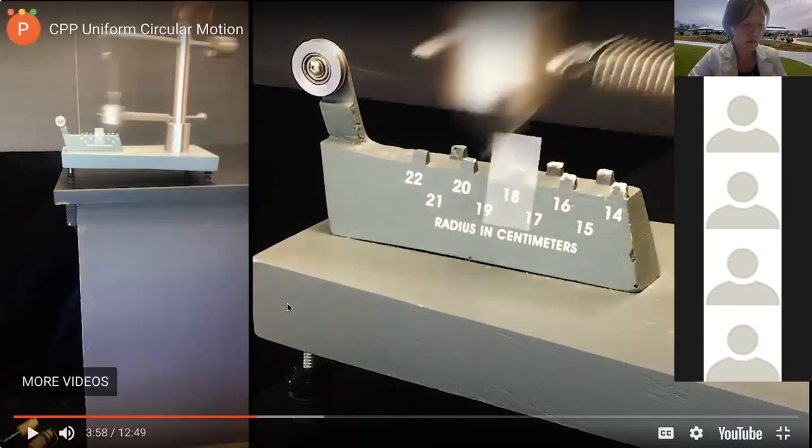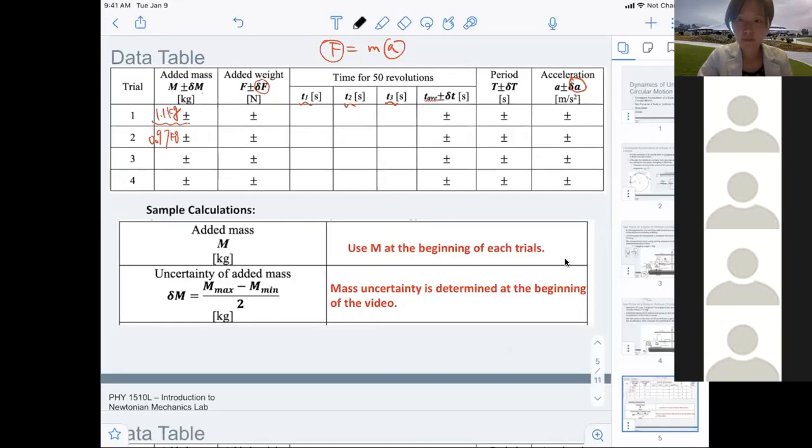All right, I'm going to stop. I believe that's enough for us to get the time for 50 revolutions. So would anybody like to volunteer the time they recorded for us? Anybody got the time for 50 revolutions? Anyone?